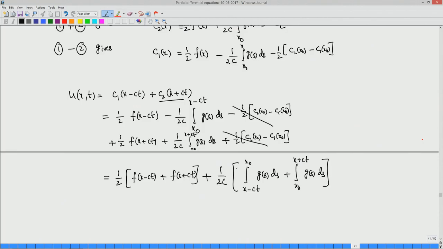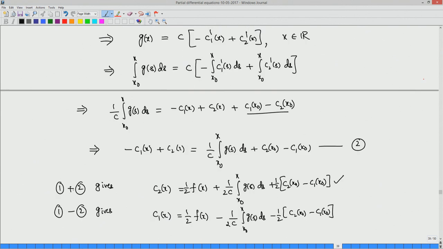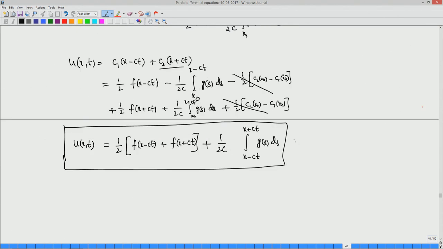So, if we combine it, now we can write this as x plus ct. Okay. So, this is what you have. So, this is what is my u of x,t. So, this is the solution of the initial value problem that I defined. So, this is your solution.